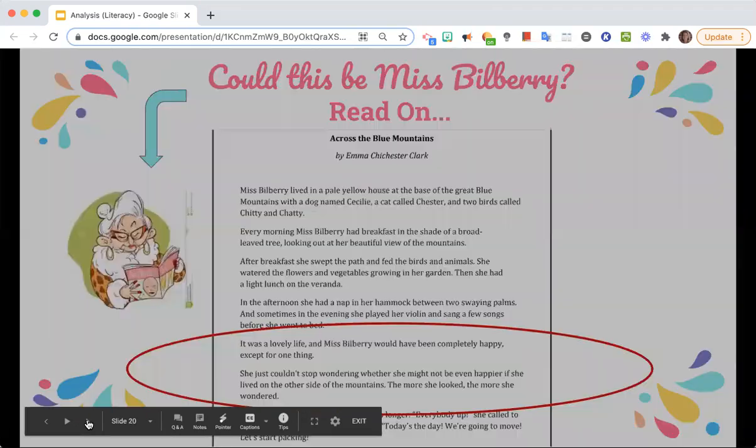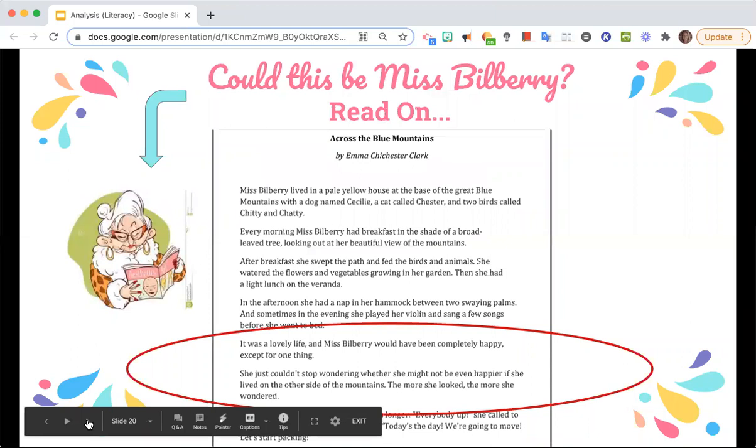However, we can add on to the story. If you look at the two excerpts that I have circled: it was a lovely life, and Miss Bilberry would have been completely happy, except for one thing. She just couldn't stop wondering whether she might not even be happier if she lived on the other side of the mountains. The more she looked, the more she wondered. So maybe this could be Miss Bilberry.